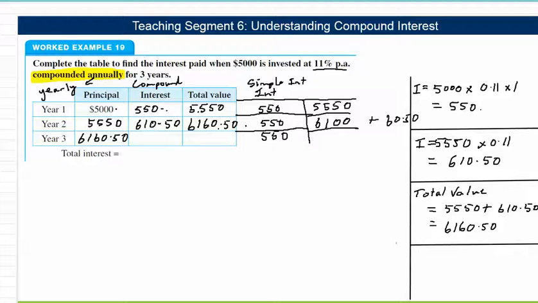Next, we keep going. So now I'm going to go interest. Start of the third year, 6,160.50 times by 0.11 again. Now, can we turn that into Excel? So I want to create a formula. And we get 677.655. So now what we need to do is add that.